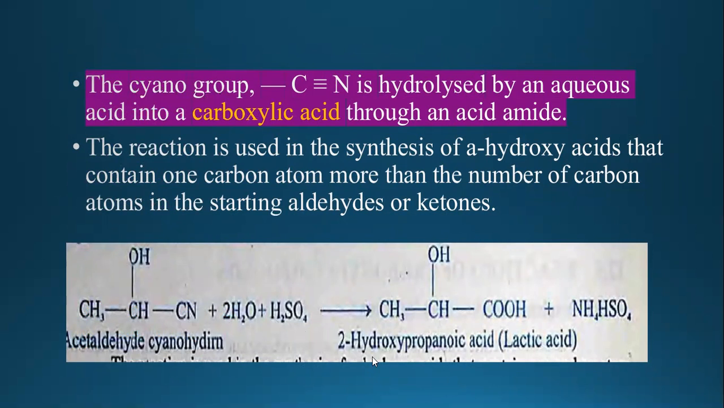The compound is 2-hydroxypropanoic acid, and the common name for this compound is lactic acid, which exists in milk. So acetaldehyde cyanohydrin can be hydrolyzed in the presence of an acid and is converted into lactic acid. The reaction is used in the synthesis of alpha hydroxy acids. Why is it known as alpha hydroxy acid? Because the COOH group is attached to a carbon, and the OH group is attached to the alpha carbon. It contains one carbon atom more than the number of carbon atoms in the starting aldehyde or ketone.